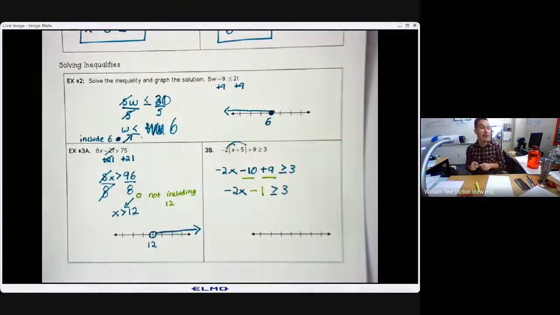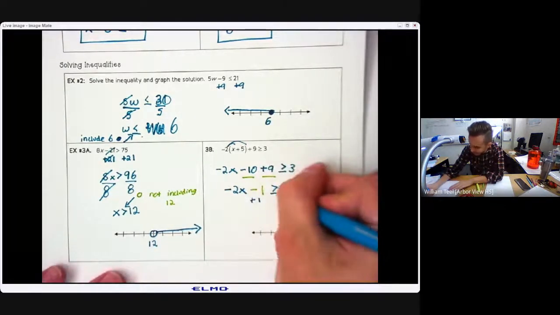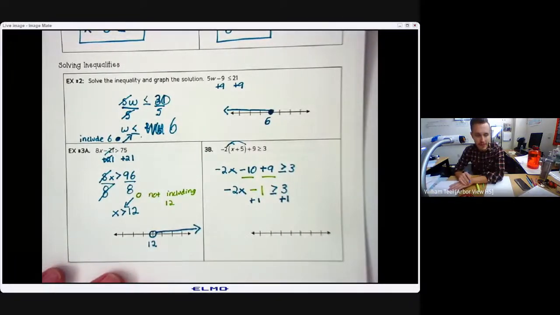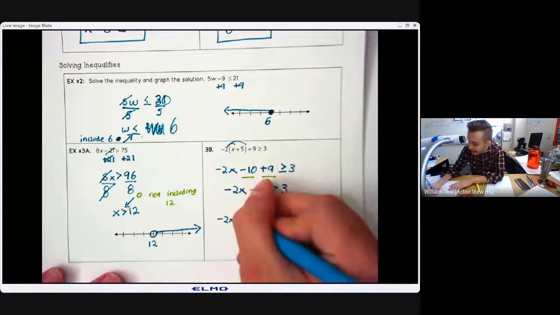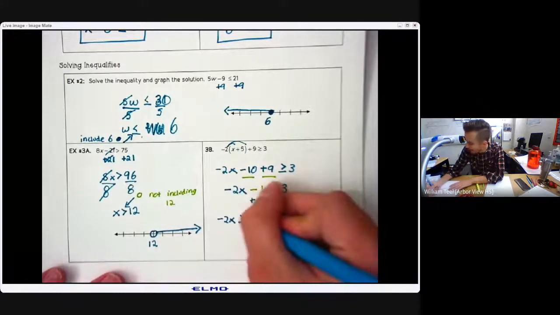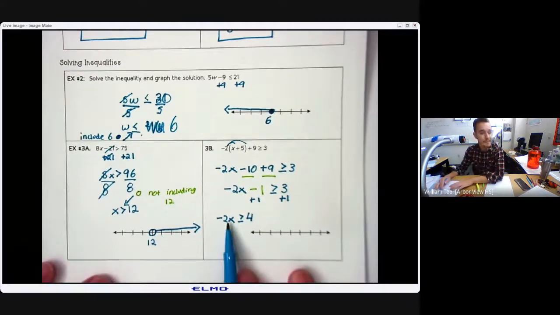Okay, now I want to work on getting x by itself. So in order to get x by itself, the first thing I have to do is add 1 to both sides. Whatever you do to one side of the equation, you must do to the other. We have -2x is greater than or equal to 4. Now, here is the deal. We are now going to get x by itself by dividing by -2.